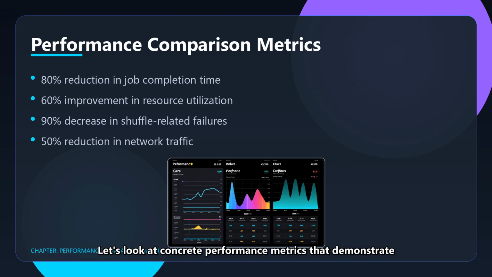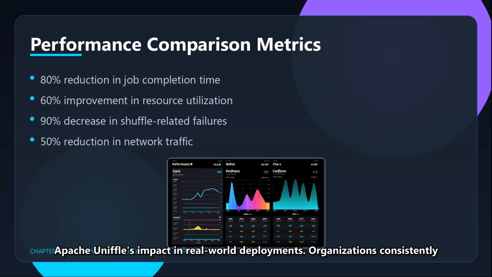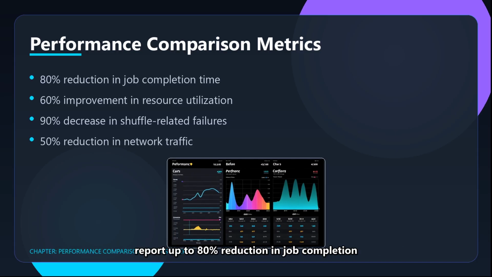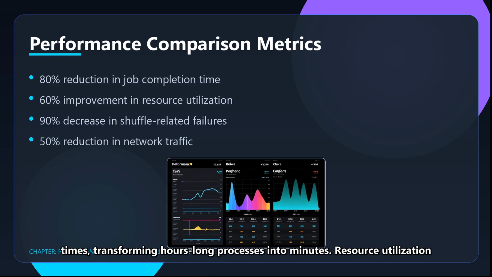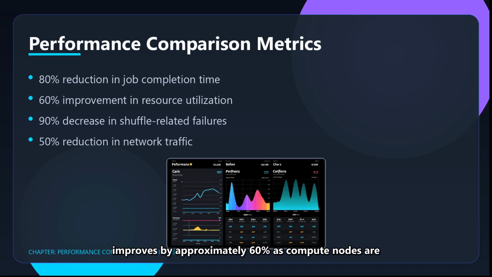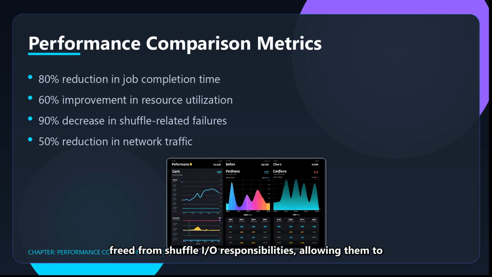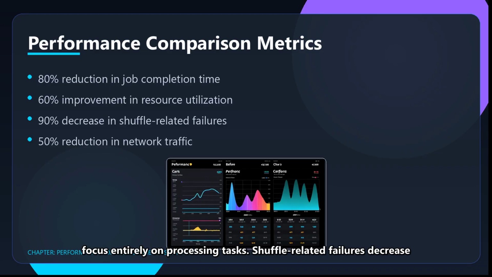Let's look at concrete performance metrics that demonstrate Apache Uniffle's impact in real-world deployments. Organizations consistently report up to 80% reduction in job completion times, transforming hours-long processes into minutes. Resource utilization improves by approximately 60% as compute nodes are freed from Shuffle I/O responsibilities, allowing them to focus entirely on processing tasks.